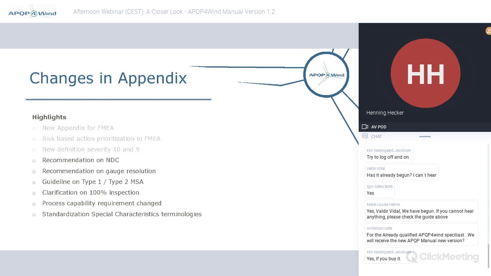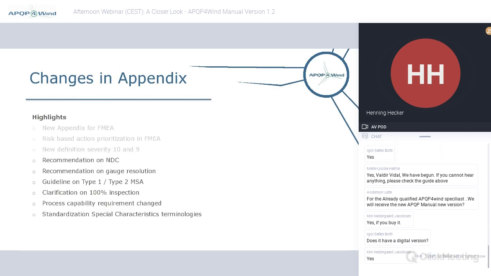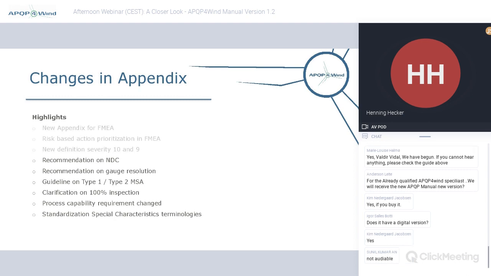The next one is on process capability requirement with reference to process characteristics, revisited and updated in the new manual. And another, or most likely the last one under the appendix category, is standardization of special characteristic terminology. So henceforth we'll have safety special characteristics, product special characteristics, and process special characteristics. These three terms are now standardized and used across the manual. So these are the major changes under the appendix category.